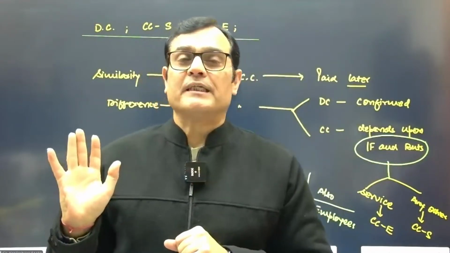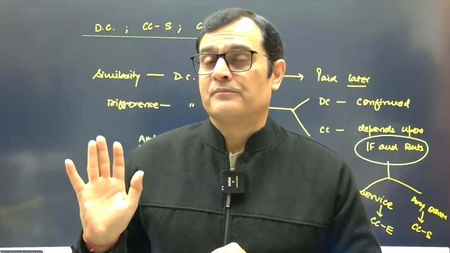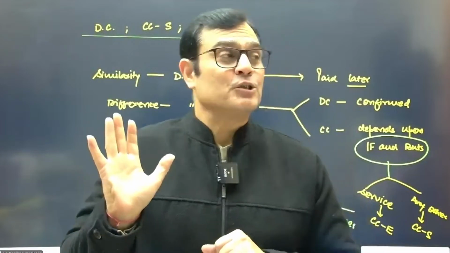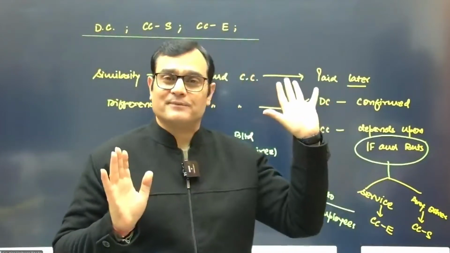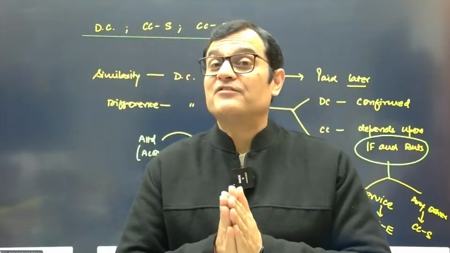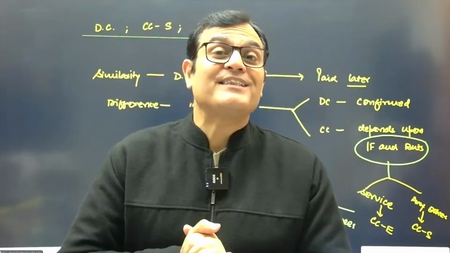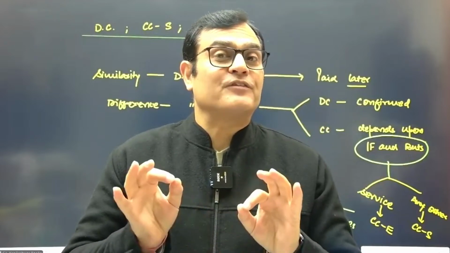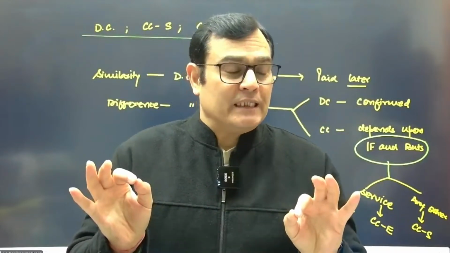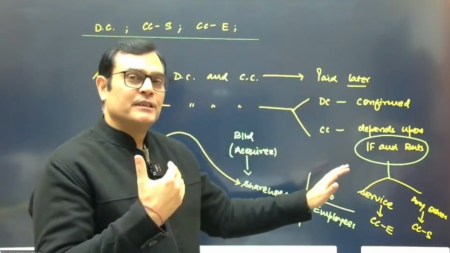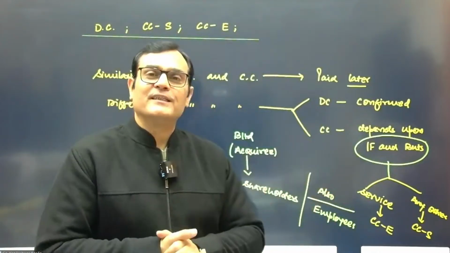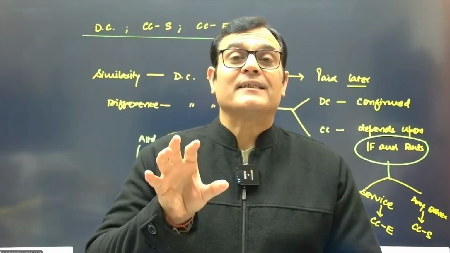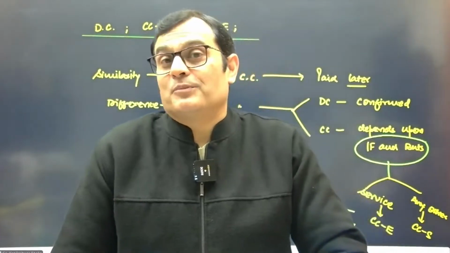Then in step number 2, you'll say, is the payment confirmed? If you say the payment is confirmed, it is a DC because it's a confirmed payment. So you will definitely give it. So it's going to be a DC. If you say no, the payment is dependent upon ifs and buts, one thing decided, it is CC, then you go to step number 3. In step number 3, you'll see what are the ifs and buts, what are the conditions attached. If the condition attached is a service condition, it is CCE, and if it is any other condition, then it is CCS.